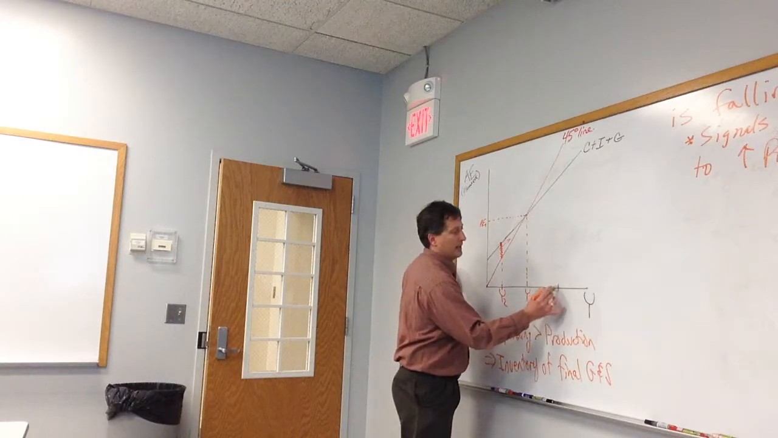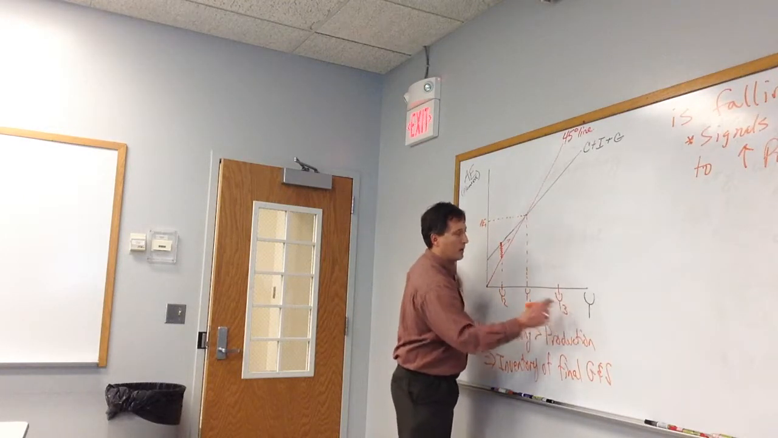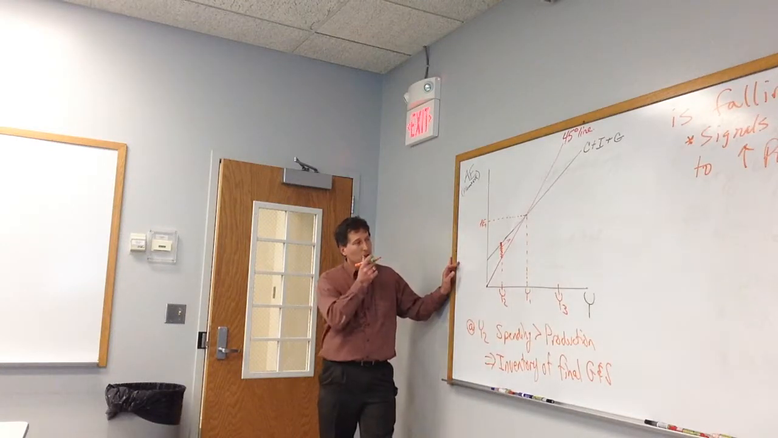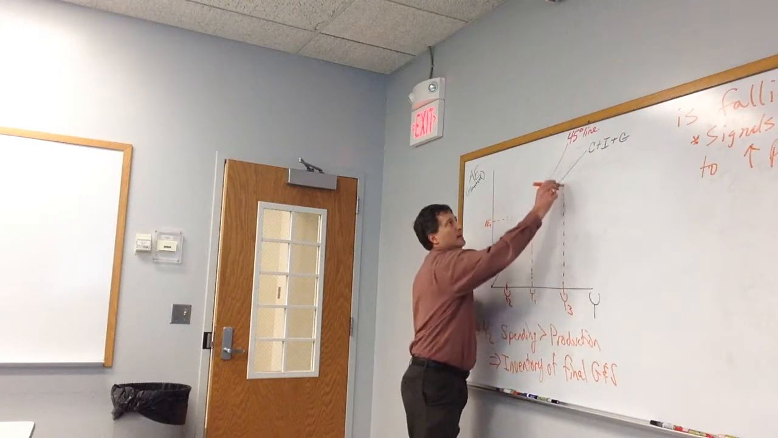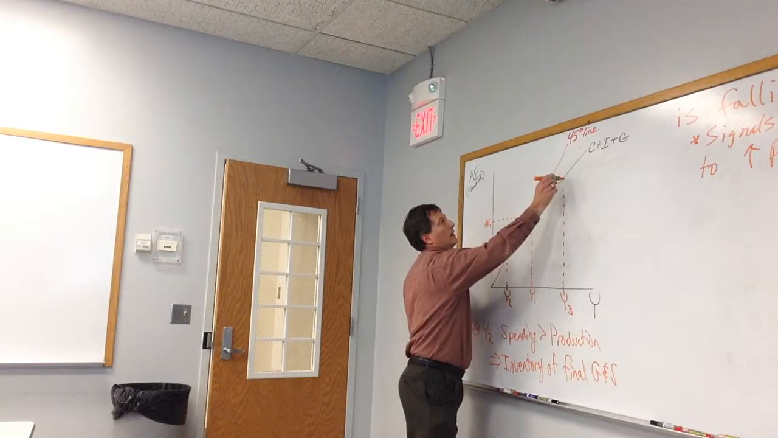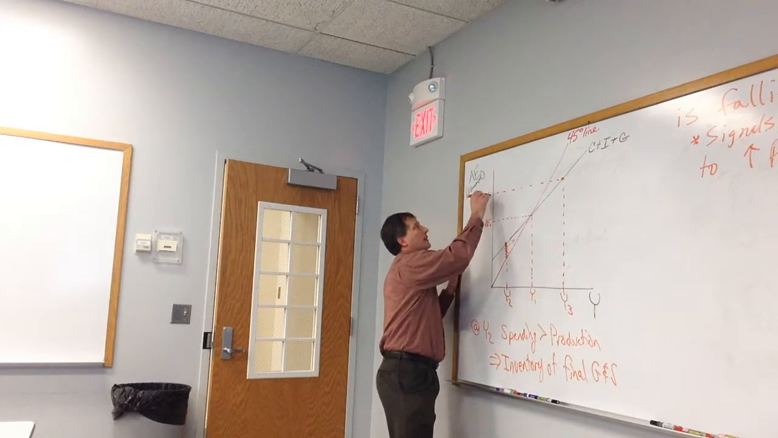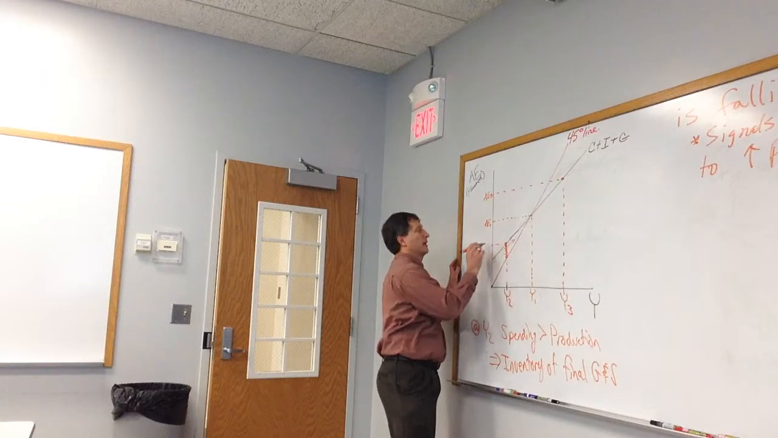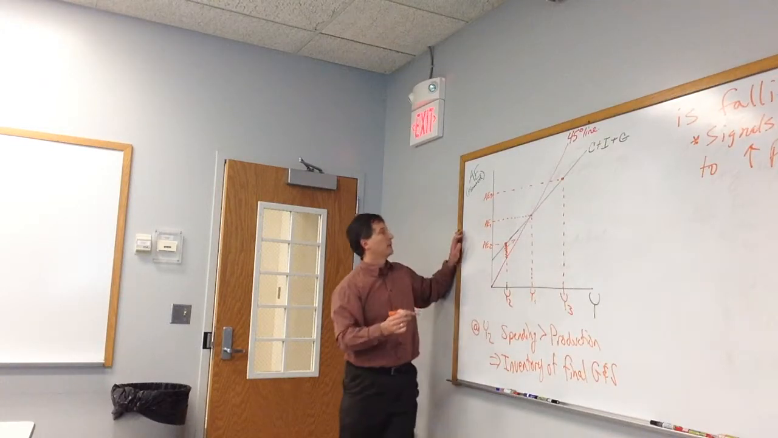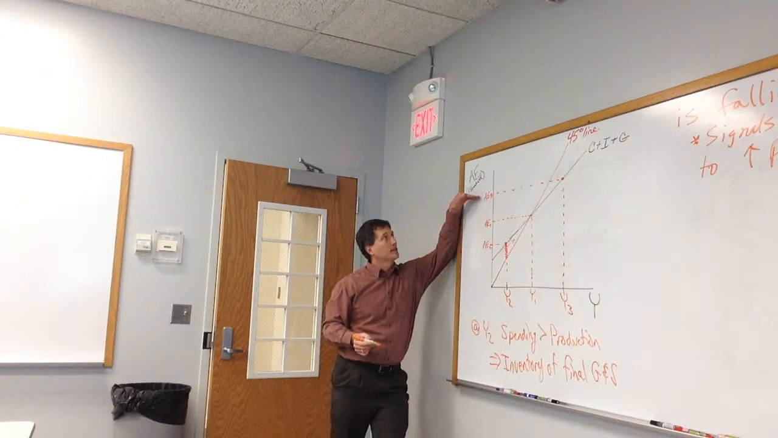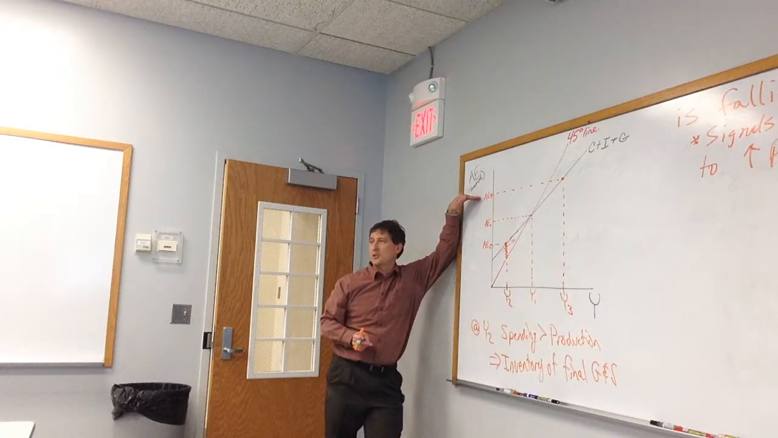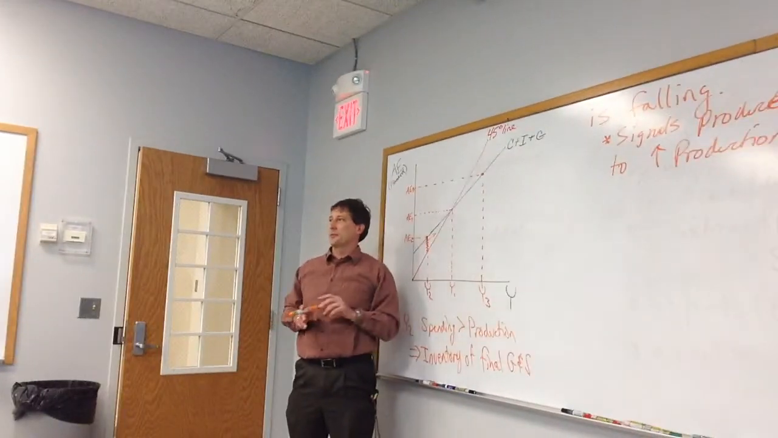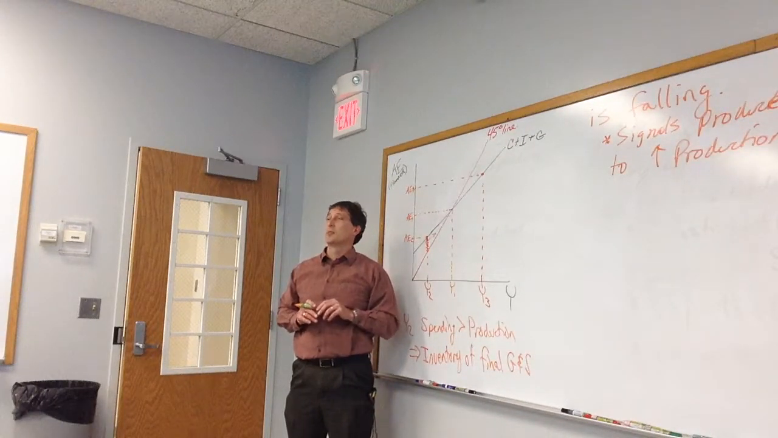If we're someplace over here at Y3, spending is lower. Here's AE3. I guess I didn't put in AE2, did I? Spending is lower than production. How do I know that that's true? How are you using the model to know that? It's below the 45-degree line.